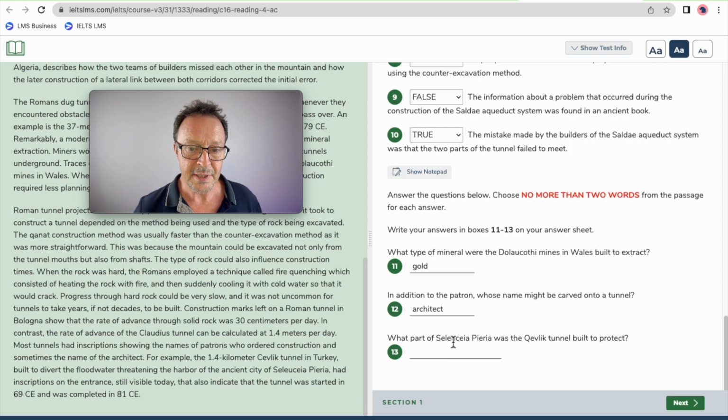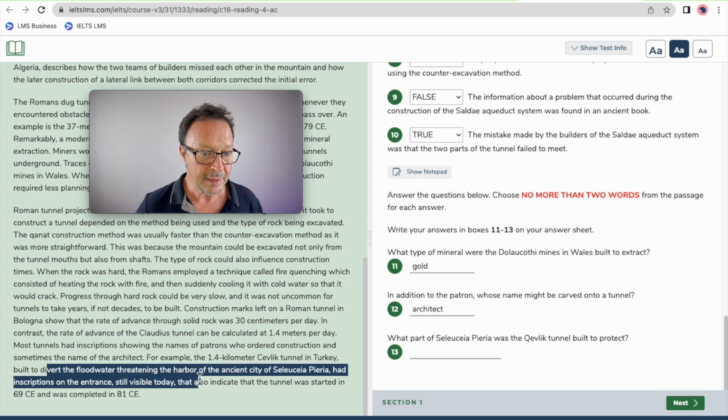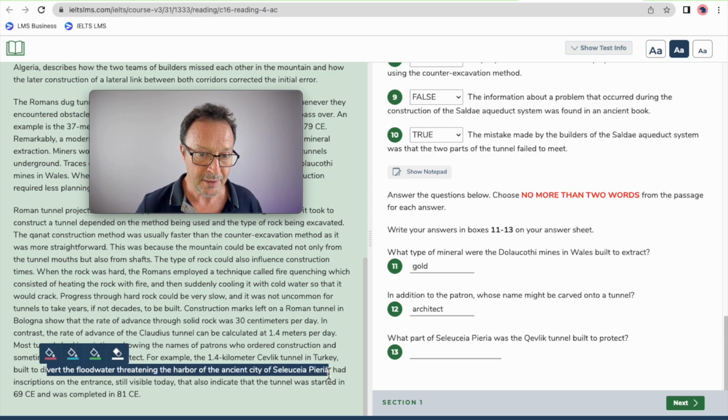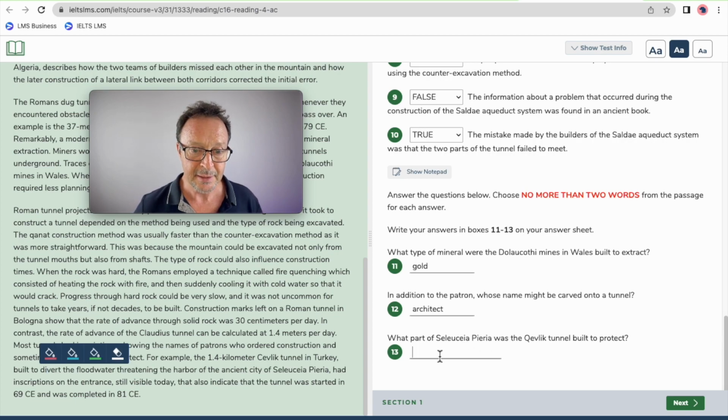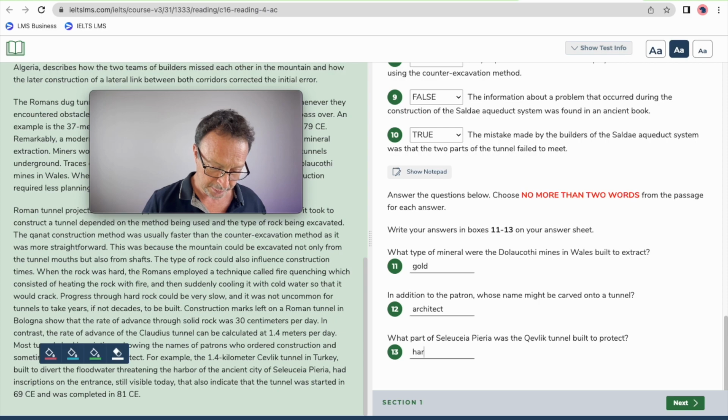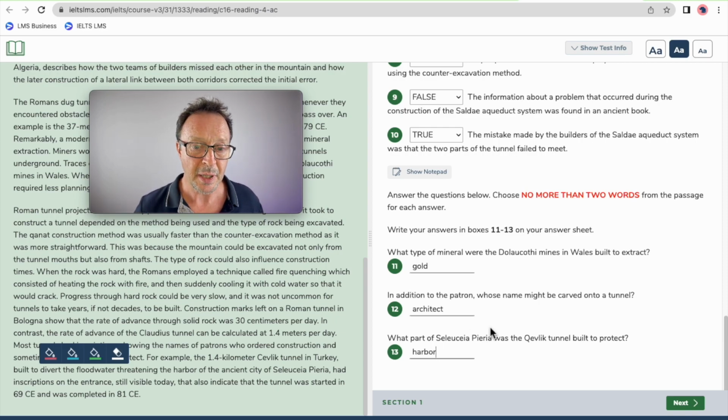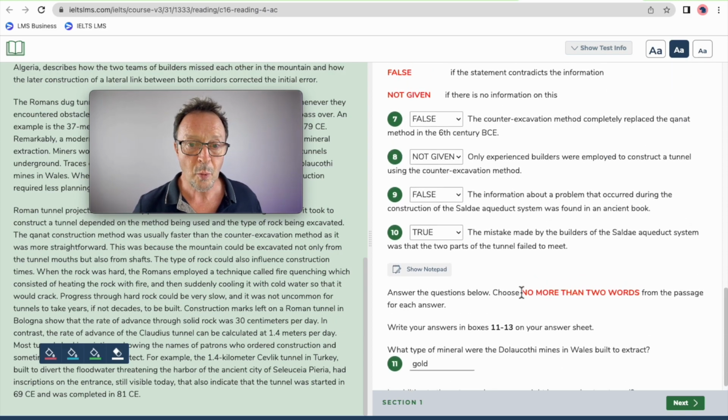And what part of this town was the Quevlik tunnel built to protect? Now that's quite easy to see because of all the proper nouns, so that's down here, right? For example, the Quevlik, oh that's spelled wrong, in Turkey, built to divert the floodwater threatening the harbour of the ancient city. Okay, what part of this town was the Quevlik tunnel built to protect? The harbour, with American spelling. Okay, so I'm quite happy with those.